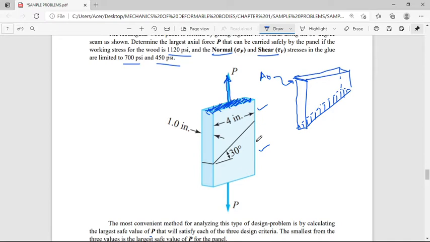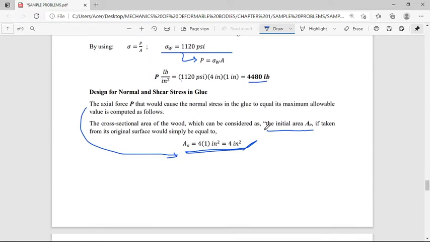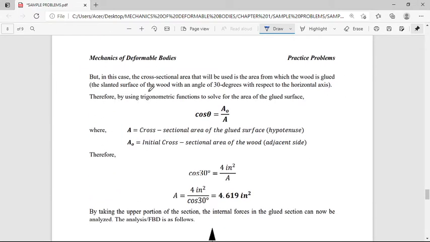And to solve for that, kailangan nating i-consider yung initial cross-sectional area ni wood and yung angle na to. Ayan. So, sabi ko nga dito, in this case, the cross-sectional area that will be used is the area from which the wood is glued. Yan. The slanted surface of the wood with an angle of 30 degrees with respect to the horizontal axis. Ayan, in English ko lang sinabi ko kanina.